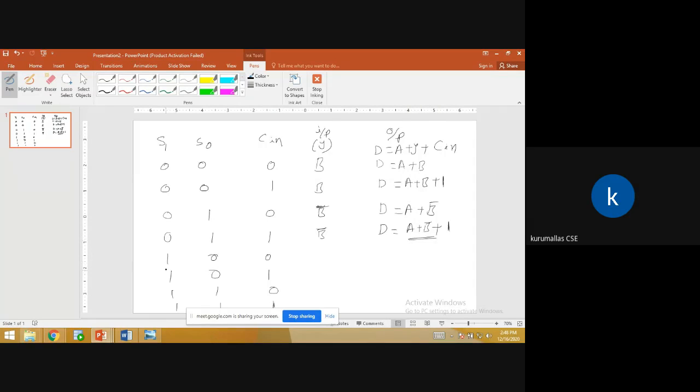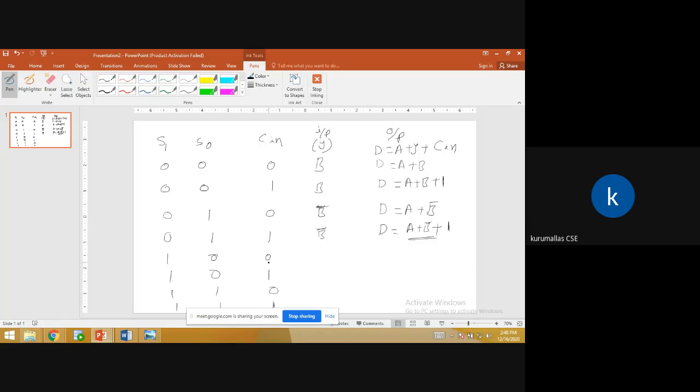Okay. Next combination is 1 0, combination with 0 and 1. 1 0 means what? If you select the selection lines 1 0, what is the decimal number? 2. Input 2 will be selected. If it is 2, 2 will be selected.